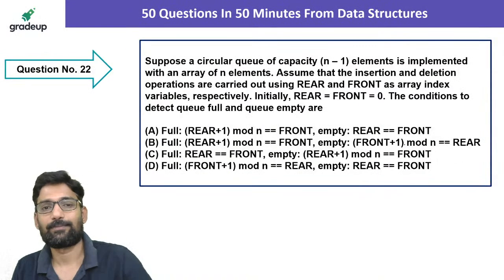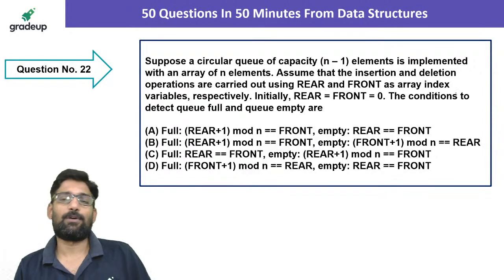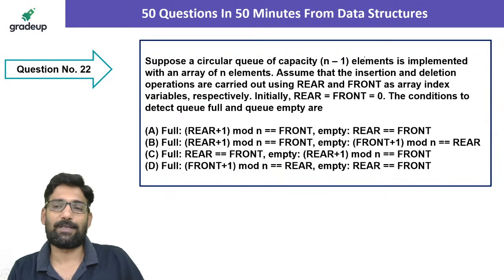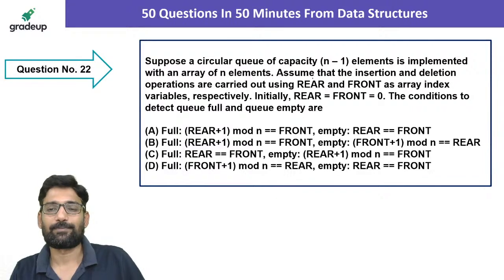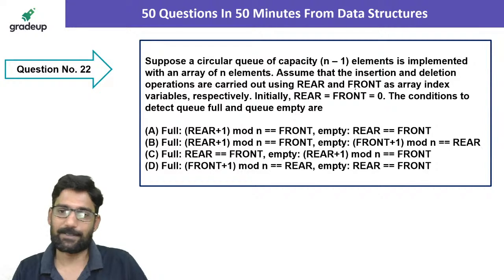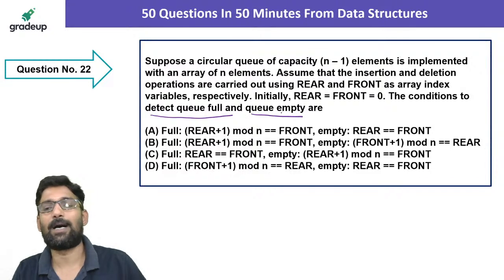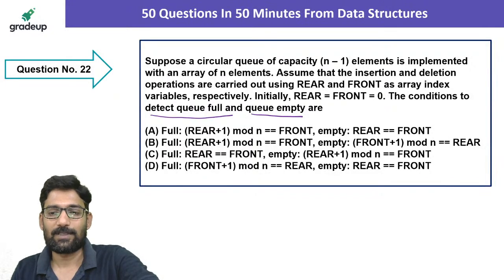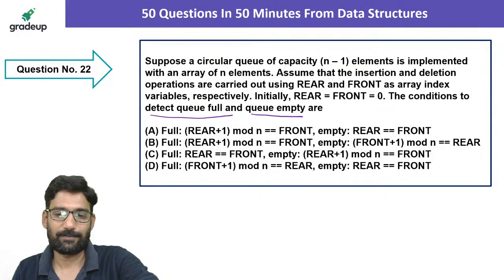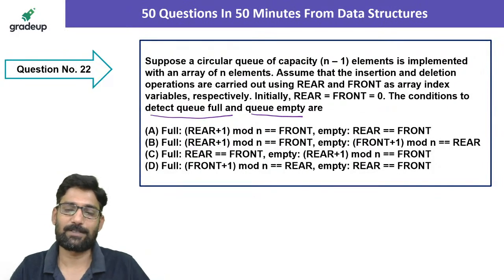Next question. Suppose a circular queue of capacity n-1 elements is implemented. Assume insertion, deletion are carried from rear and front. The conditions to detect queue full and queue empty are. Straight question. What is your answer?